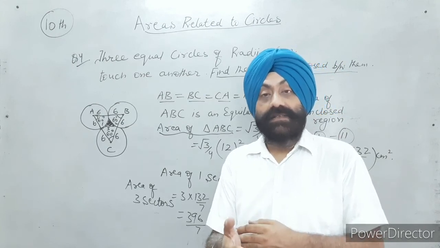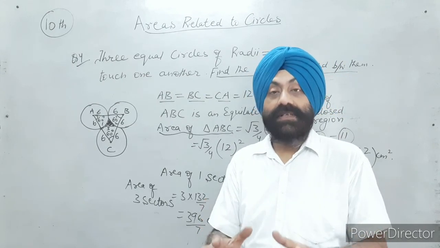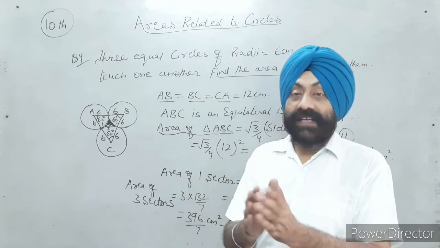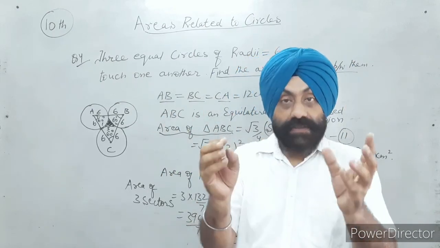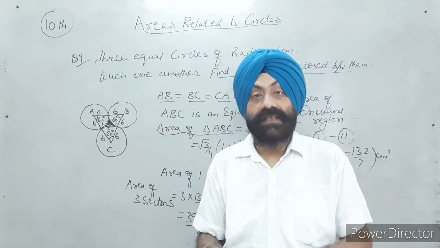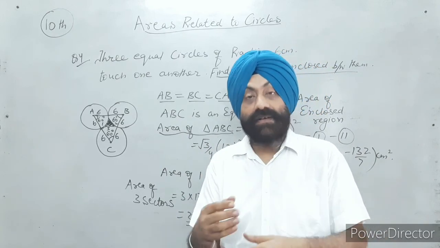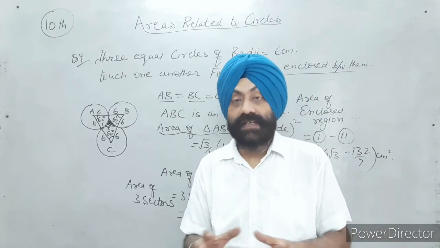In the next topic, in the next lecture, I will tell you about how to find the area of the shaded regions when two different kind of figures, say circle and a square is there, area of sector, area of triangle and so on, equilateral triangle and so on.